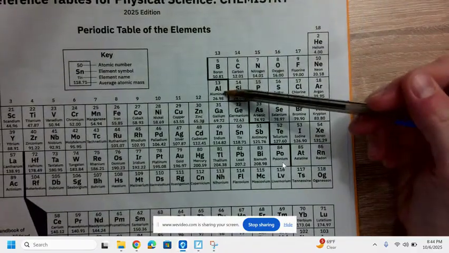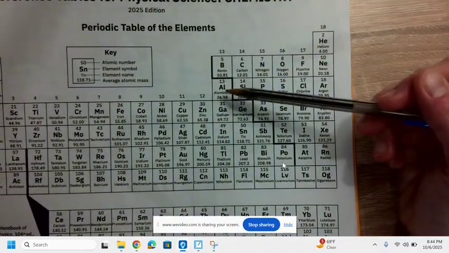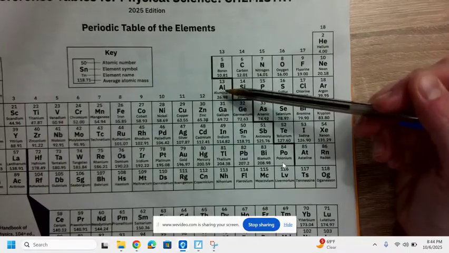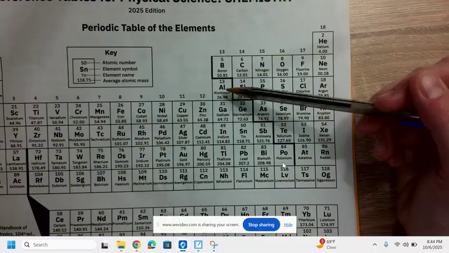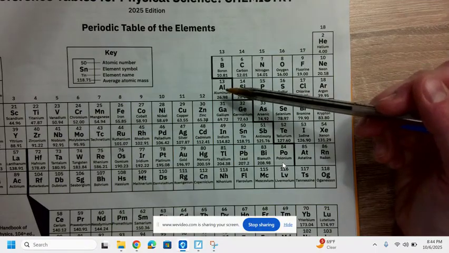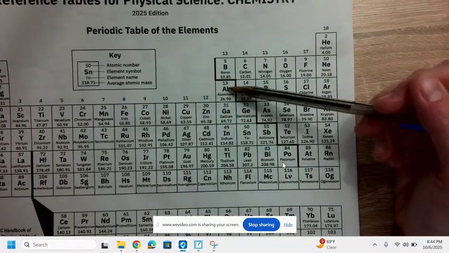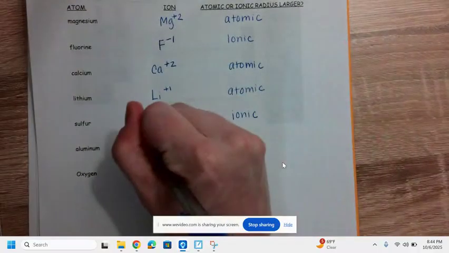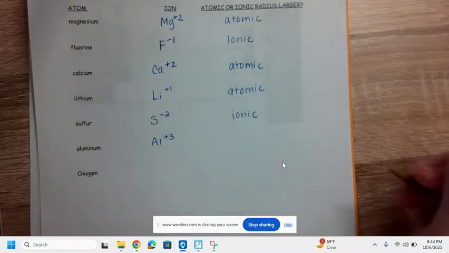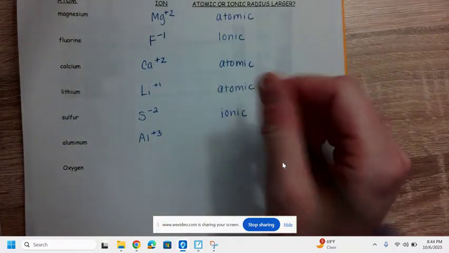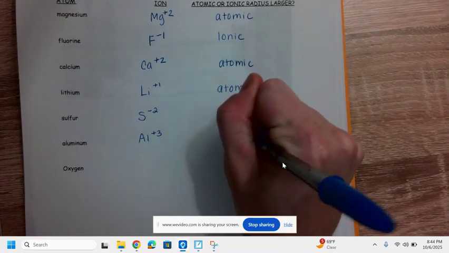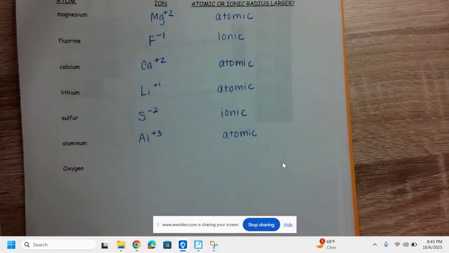All right, aluminum. Let's figure out what aluminum is. Aluminum has 3 valence electrons. Let's think about what aluminum would want to do. It would want to lose those 3 electrons because that's a lot easier than trying to get 5 more. So aluminum's charge would be plus 3 to show that it lost 3 electrons. Because it has lost 3 electrons, that means its atomic radius is larger than its ionic radius.